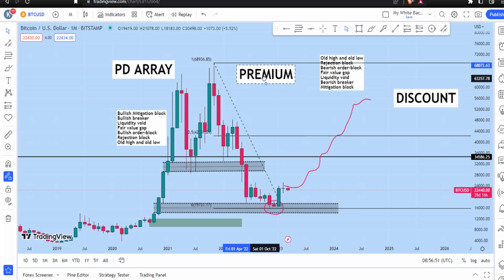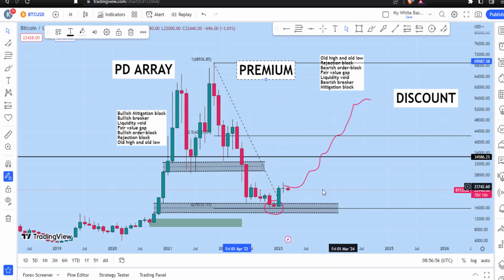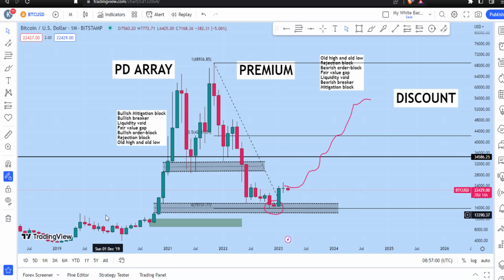This is just a very basic explanation of how to use this, and if you get it right, I assure you guys that you're going to do a lot with this information.